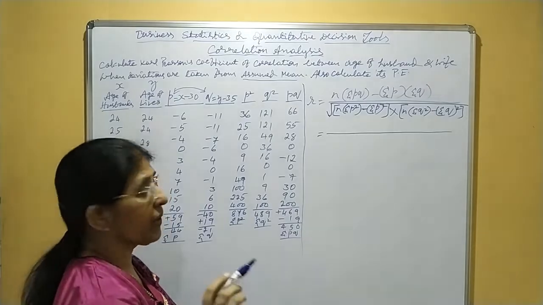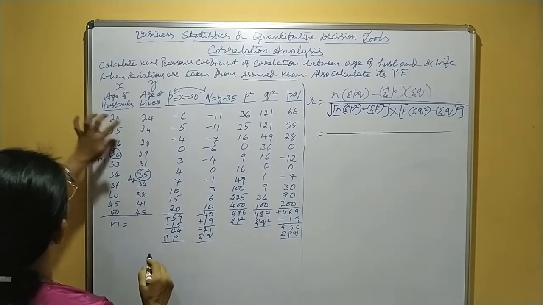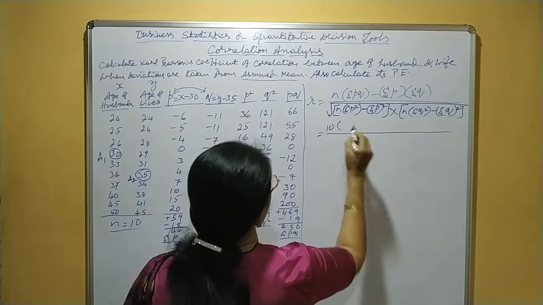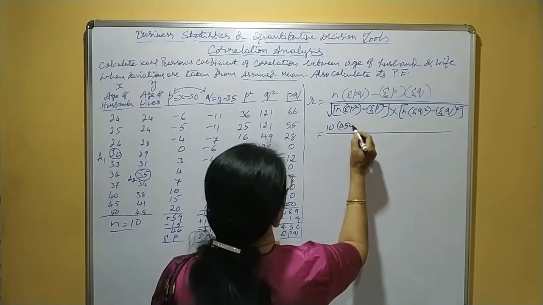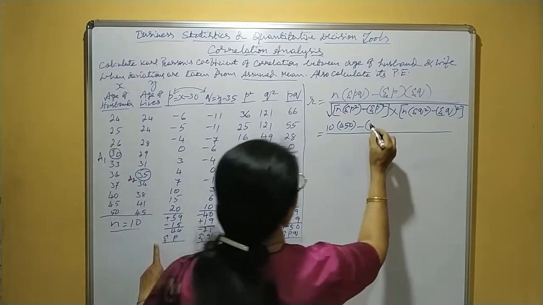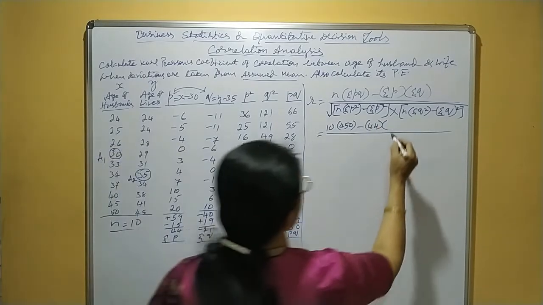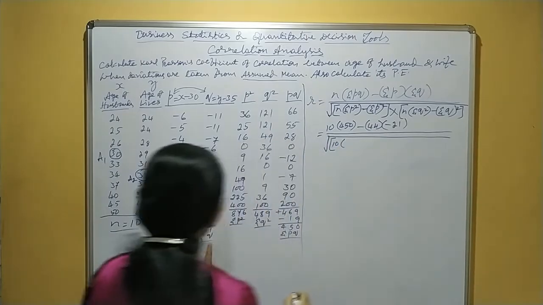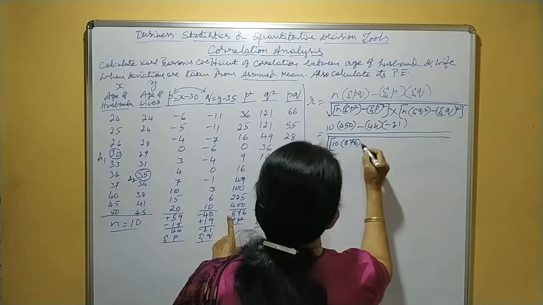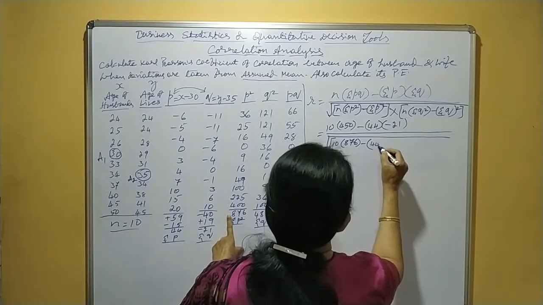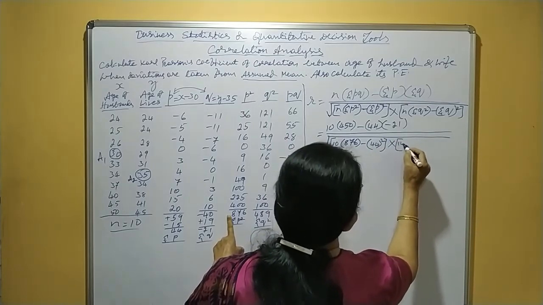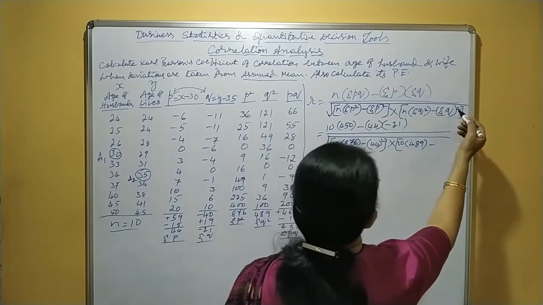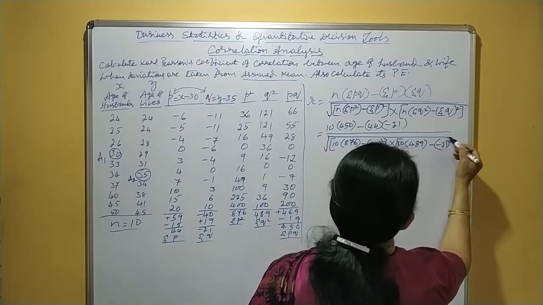Here n means what? Number of paired values. Here how many paired values are there? 1, 2, 3, 4, 5, 6, 7, 8, 9, 10. N equals 10. 10 into sigma PQ, that is 450, minus sigma P is 44, into sigma Q is minus 21, divided by square root of n 10 into sigma p square 876 minus sigma p, that is 44 whole square, into n 10 into 489 minus sigma q, that is minus 21, sigma q whole square.